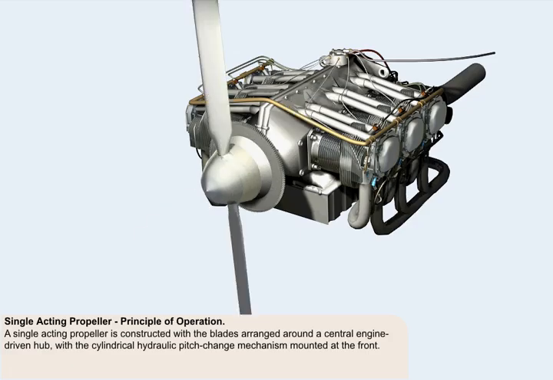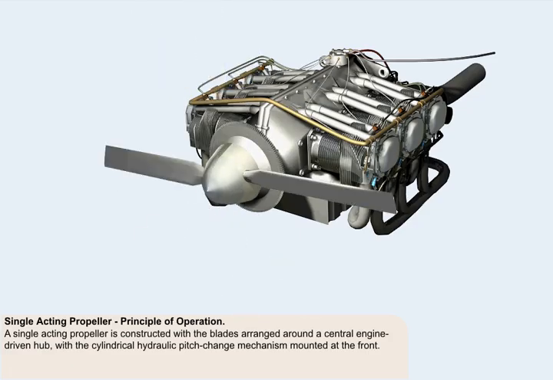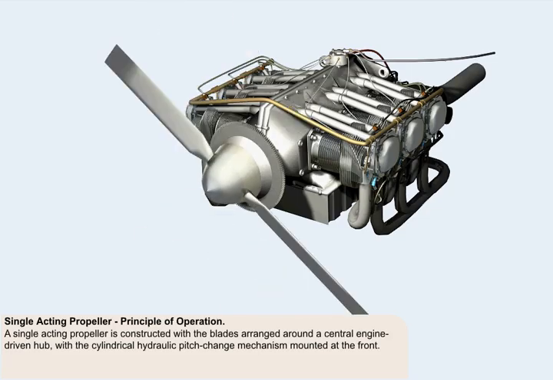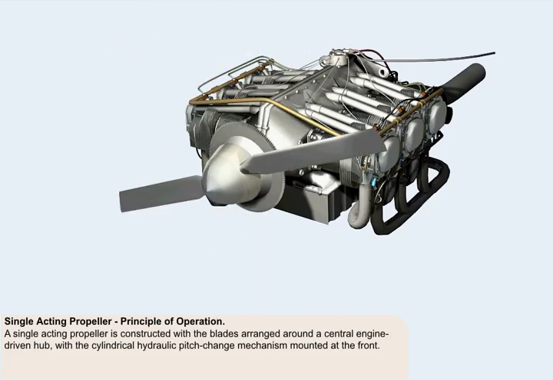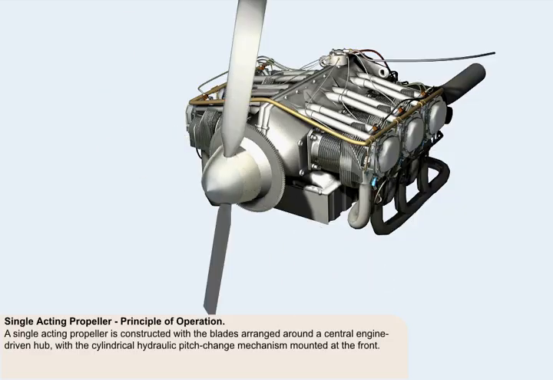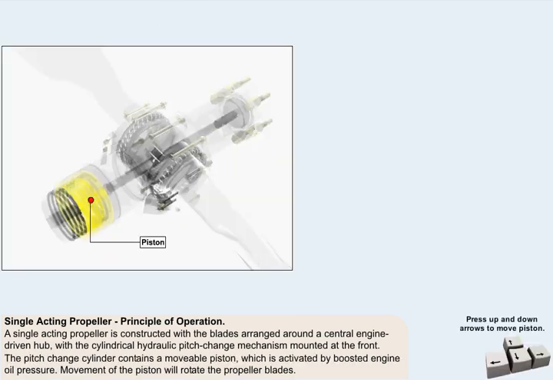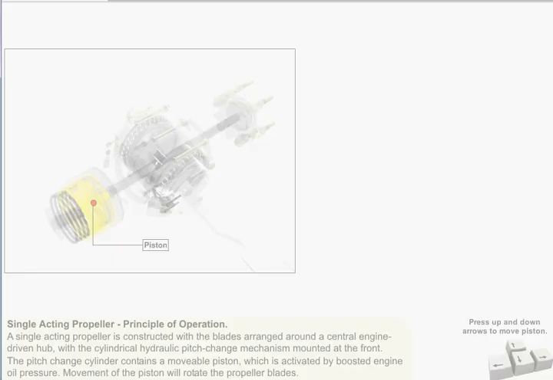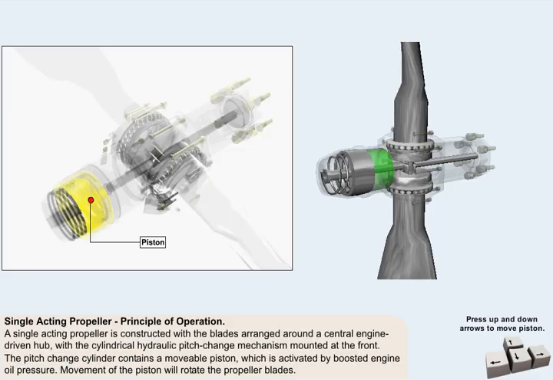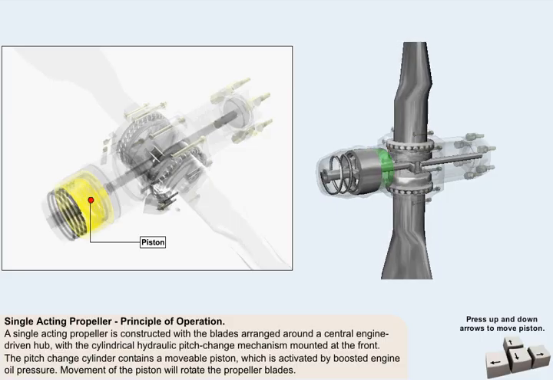A single-acting propeller is constructed basically like any other variable pitch propeller, in that the blades are arranged round a central, engine-driven hub with the cylindrical hydraulic pitch change mechanism mounted at the front. The pitch change cylinder, or dome, contains a movable piston which is activated by boosted engine oil pressure. Movement of the piston will rotate the propeller blades towards either coarse or fine pitch.